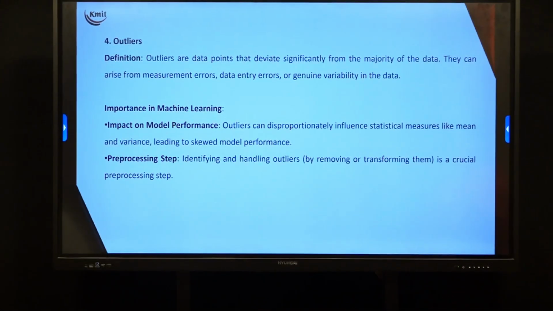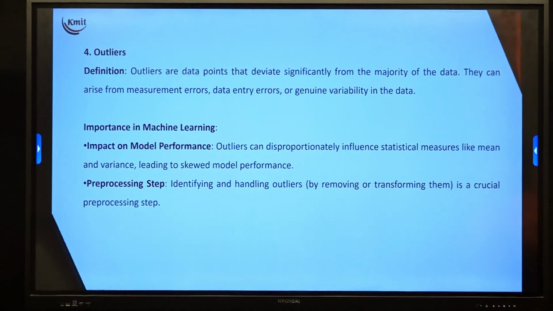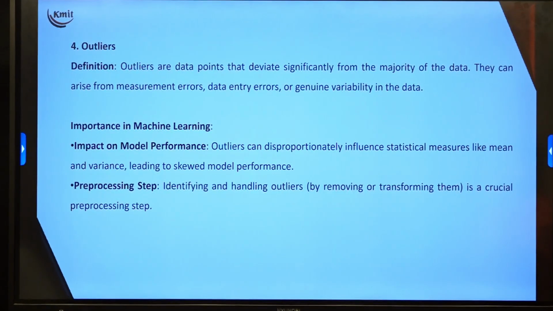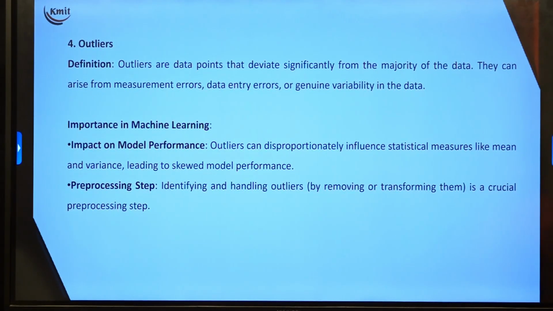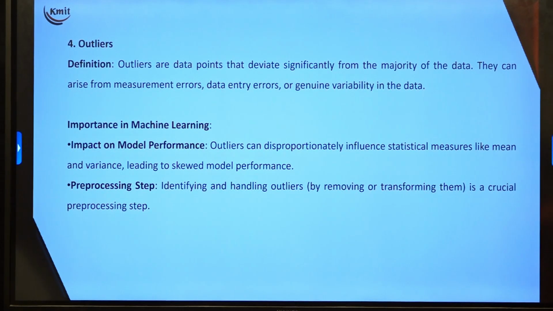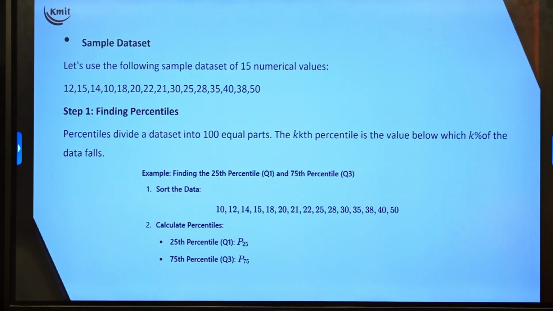So if you have these outliers, they actually impact the model performance. As the outliers are disproportionately placed, they will have different statistical analysis. Like we have seen, the mean would be drastically changed if you have outliers included. So let us discuss this with an example.